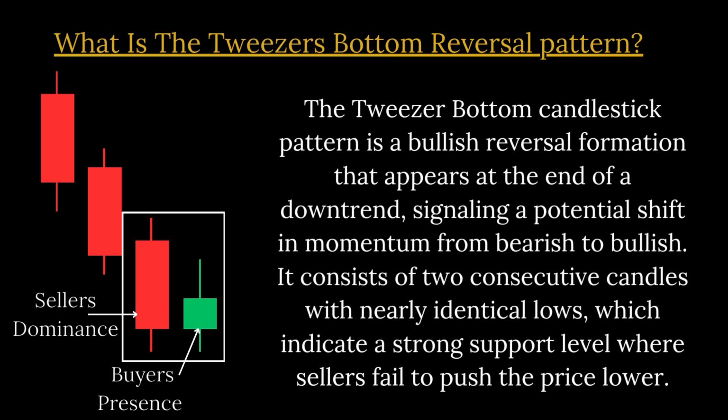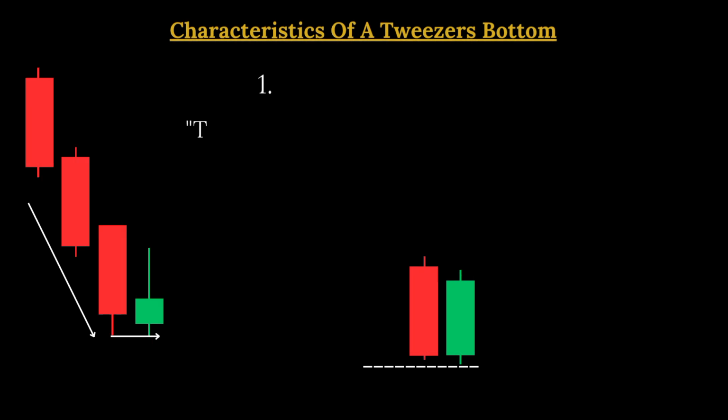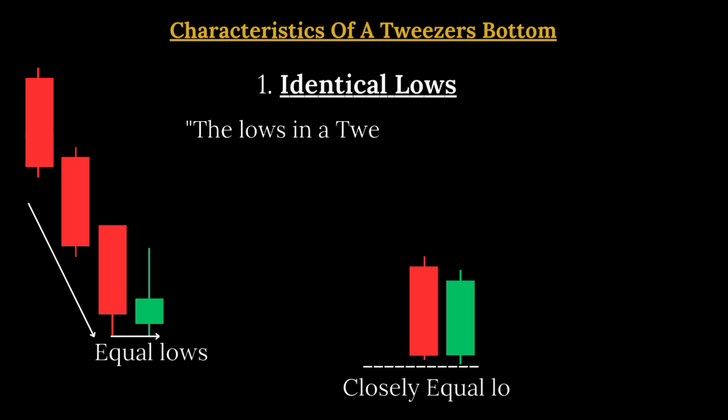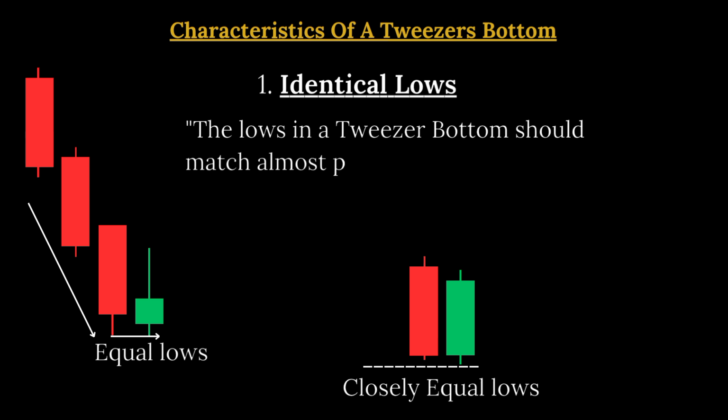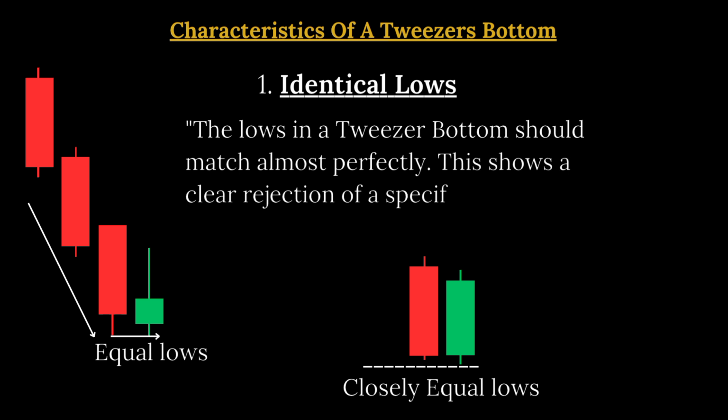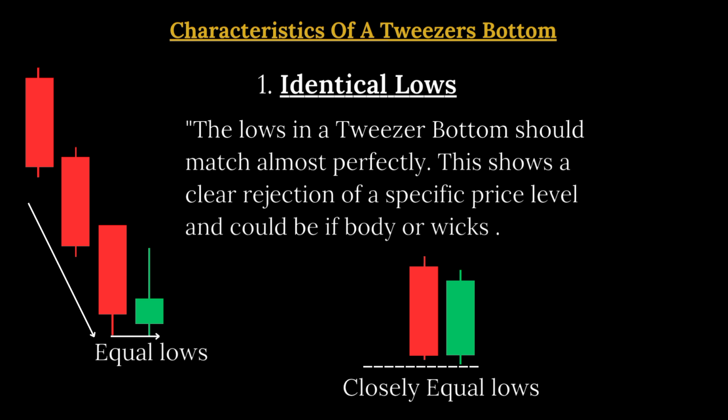to defend that level. What are the characteristics of identifying a tweezer bottom pattern? 1. Identical lows. The defining feature of a tweezer bottom pattern is that both candles within the pattern have nearly identical low prices. This occurs when the market tests a specific price level twice but fails to break below it, signaling strong support. The matching lows reflect a clear rejection of lower prices by buyers, as sellers are unable to push the price any further downward.